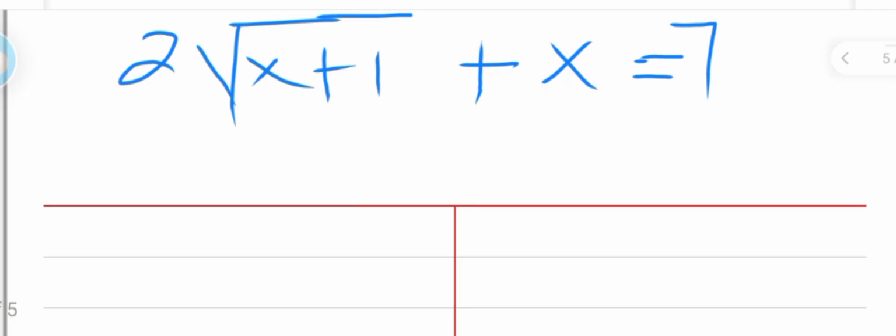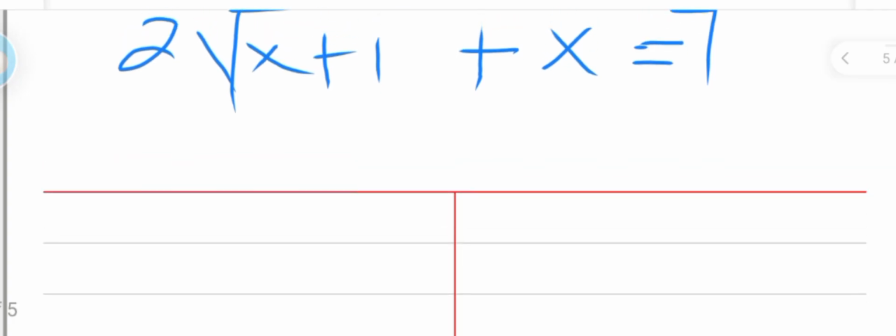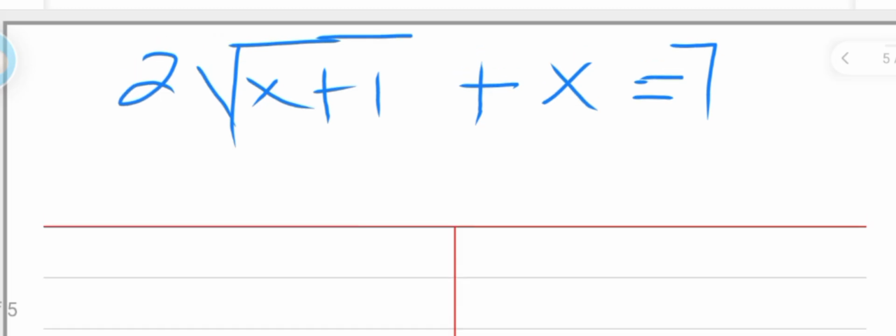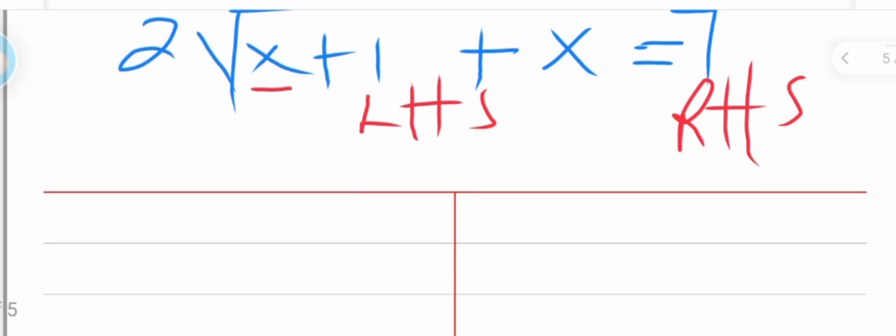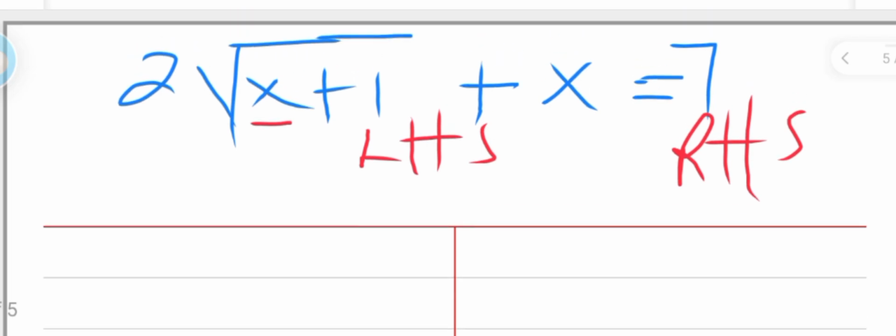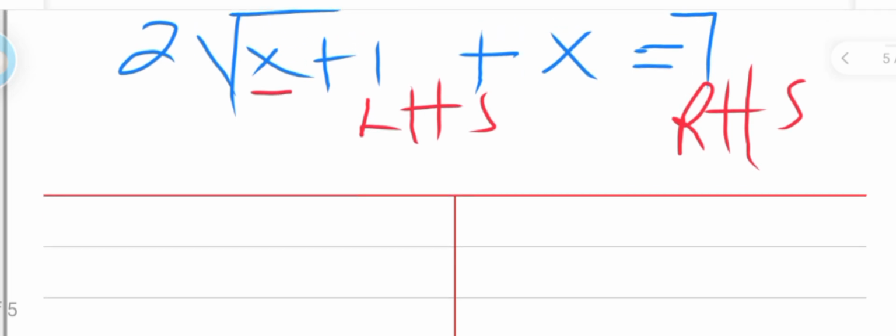So we want to continue with this example. The example states that 2 root x plus 1 plus x is equal to 7. What does this mean? This means that we should find a value for x which will make both the left hand side of the equation and the right hand side of the equation become equal, right? So to do so, like we did in the earlier case, let's rewrite our question.